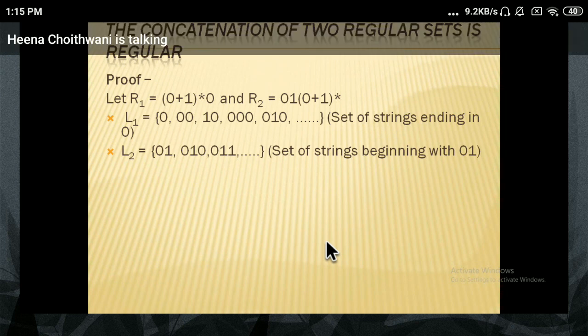Now please check. In R1, the last 0 is fixed, which means you will get all these strings ending with 0. Right? Because your star will give you anything, you are going to concatenate with 0, so in your last strings 0 will remain at the end. Is it? So L1 is giving you all the strings ending with 0, whereas L2 is giving all the strings starting with 0 1. Is it?